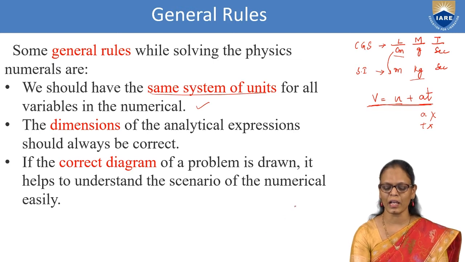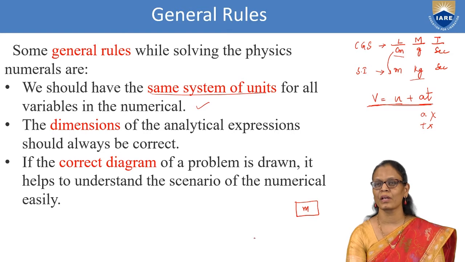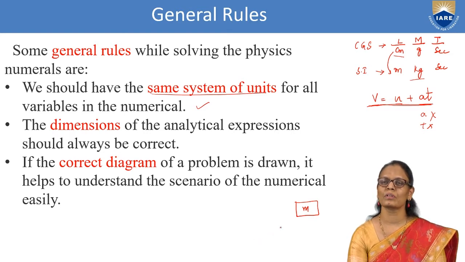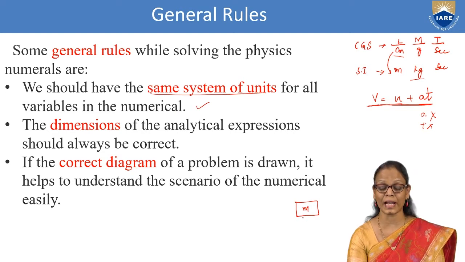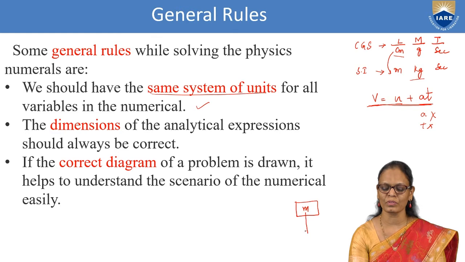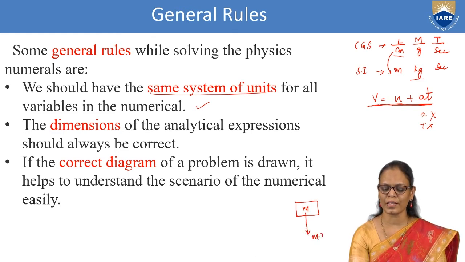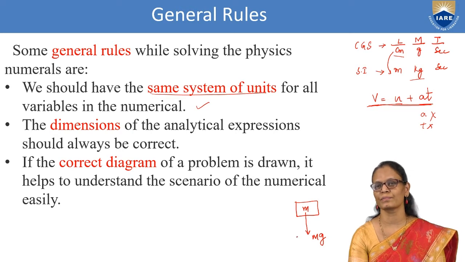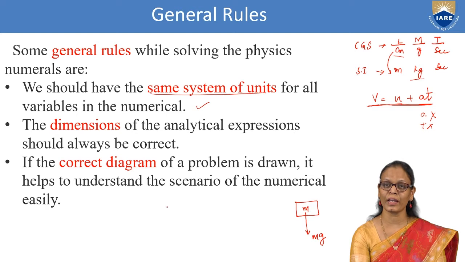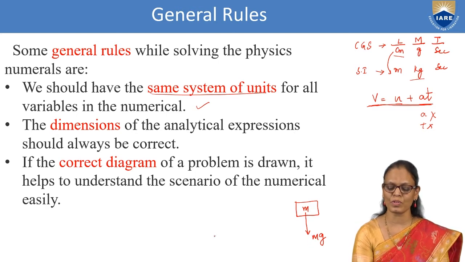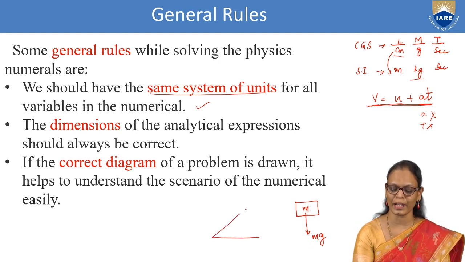Now, say an object of mass m is placed here. If I have to talk about its weight, or the force due to this mass, then I'll have to draw it. So mg always acts vertically downward. Understood? In some cases, suppose you have an object on an inclined plane.